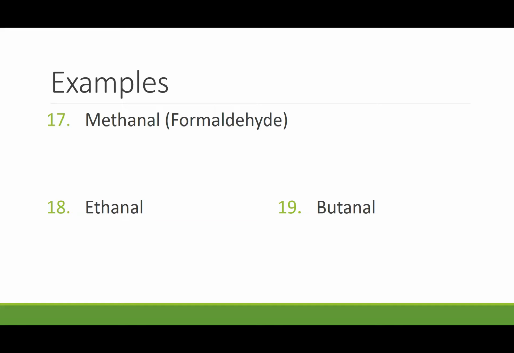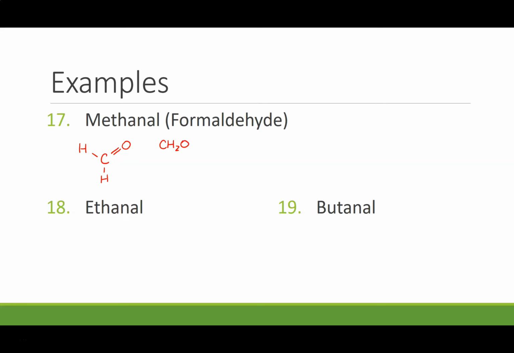Number 17 is methanal, also known as formaldehyde. Meth means there's one carbon, and the -al suffix tells us that there's a carbonyl group. So the carbon is bonded with a double bond to an oxygen. Now carbon needs 4 bonds, so it's going to have 2 more bonds with 2 hydrogens, like this. And the condensed structural formula would be CH2O.